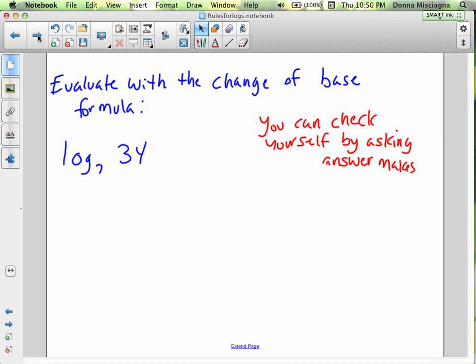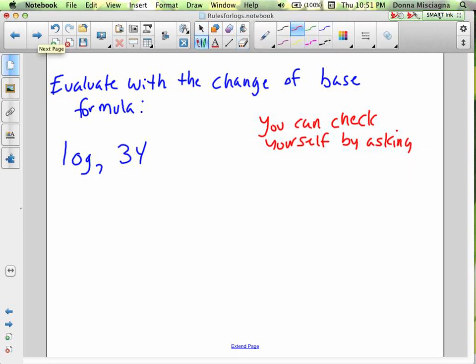So, but we can, and somehow I erased half my sentence here. And meanwhile, I'm going to fix this because in my zealousness in erasing, I erased half of what I wanted to put up here. Right, so you can check yourself by asking if your answer makes sense. I just needed to fix that because I didn't even notice I erased half of it.